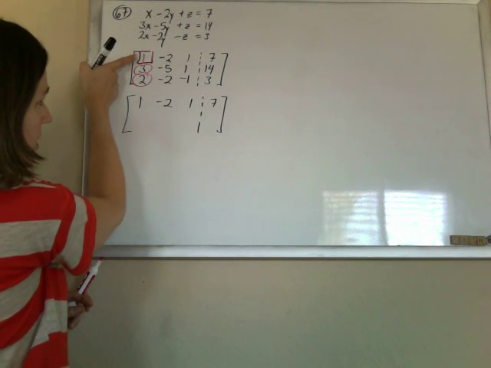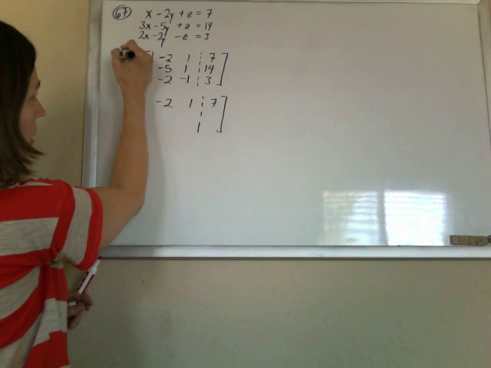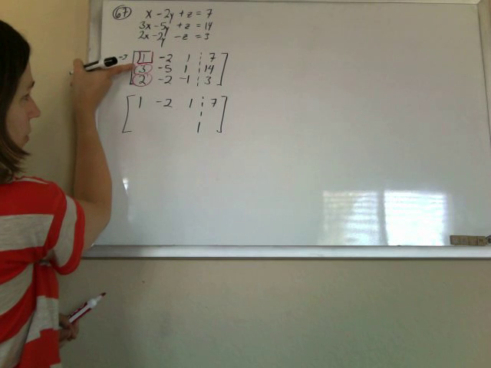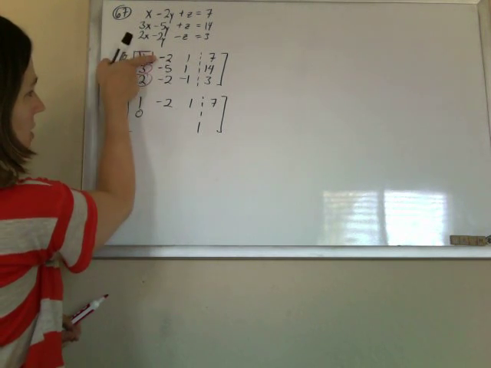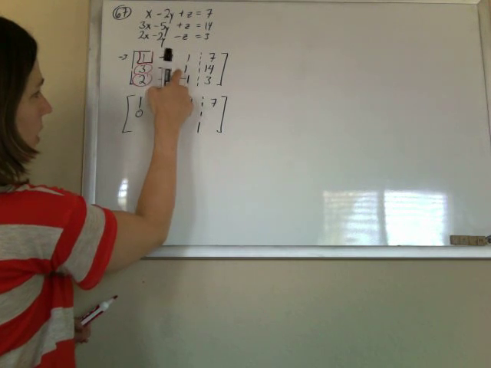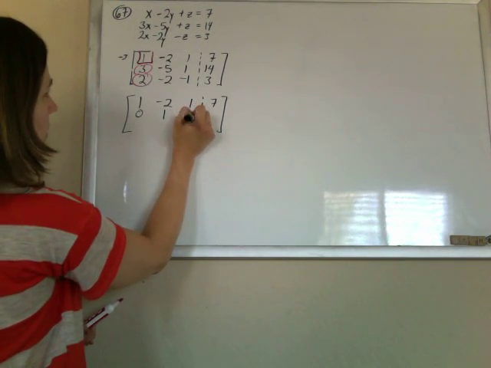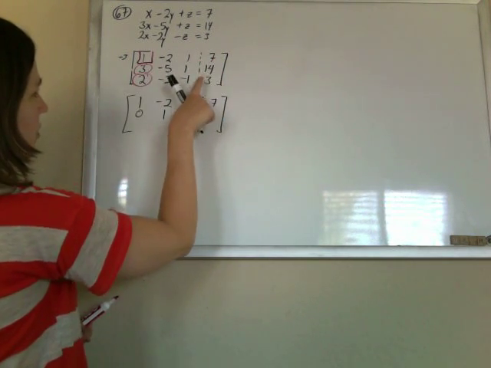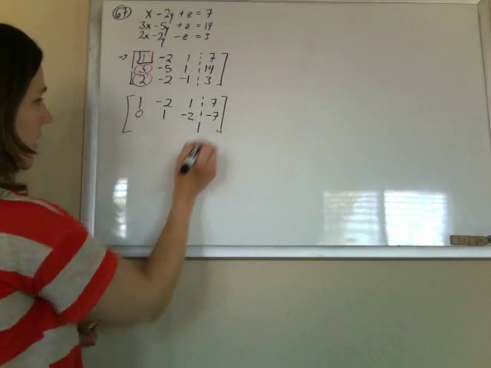So if I'm going to use this row to make that guy a 0, I'll need to multiply him by a -3 and add him to that. So -3 plus 3 is 0. 6 minus 5 is 1. -3 plus 2 is -3 plus 1 is -2, and -21 plus 14 is -7.